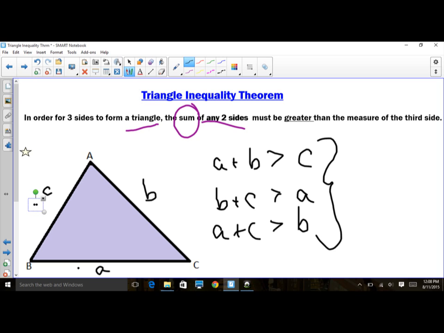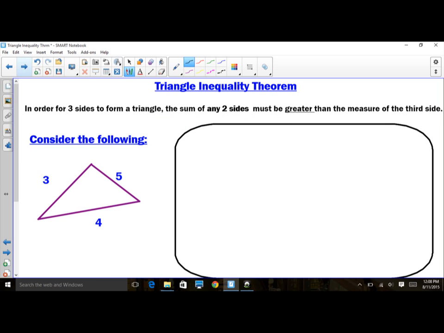Let's take a look at what that looks like with numbers, because it's a little confusing when you just look at it with side names. So let's take a look at this example here. These are in your notes. I have the triangle theorem stated here again in case you need to refer back to it. We're considering the following triangles. So let's see if these check out. Let's see if these 3 sides, this 3, 4, and 5, actually do make a triangle.